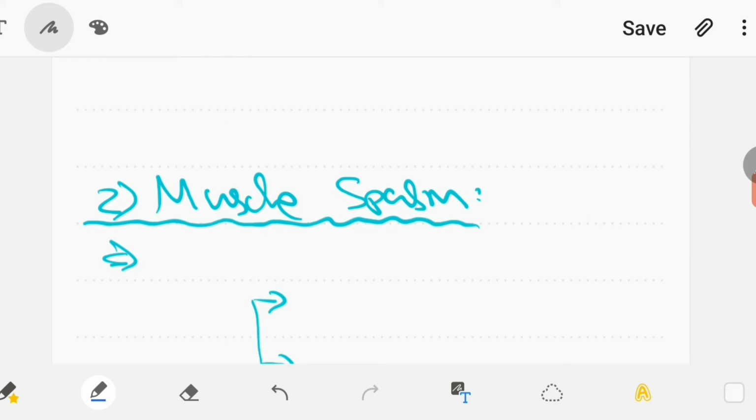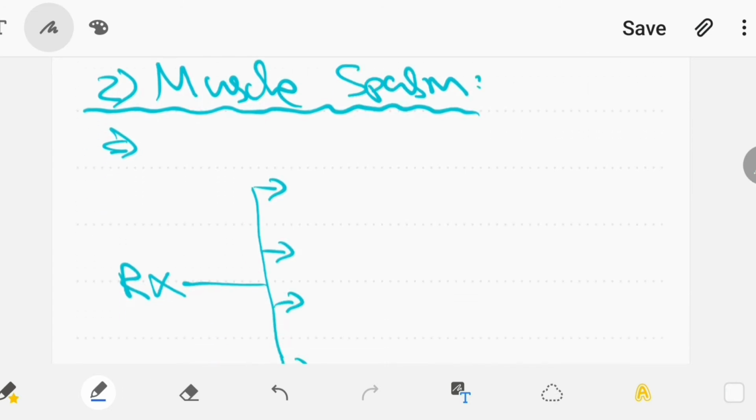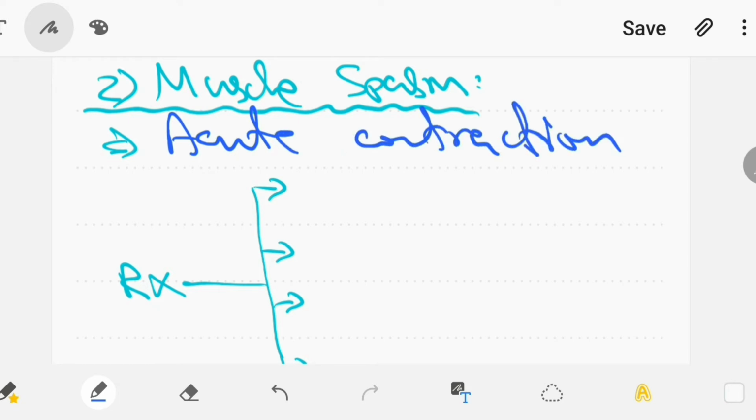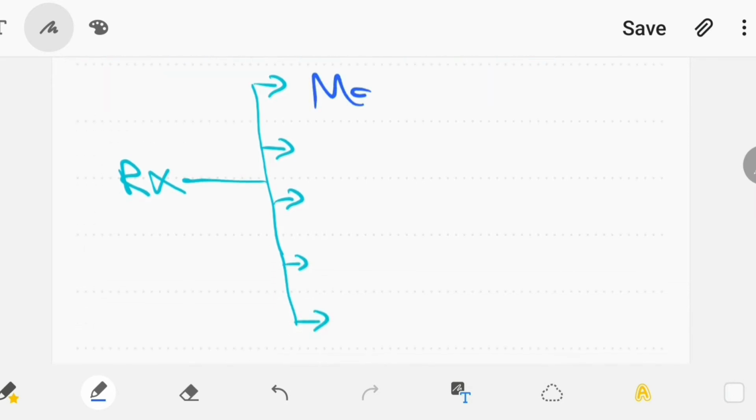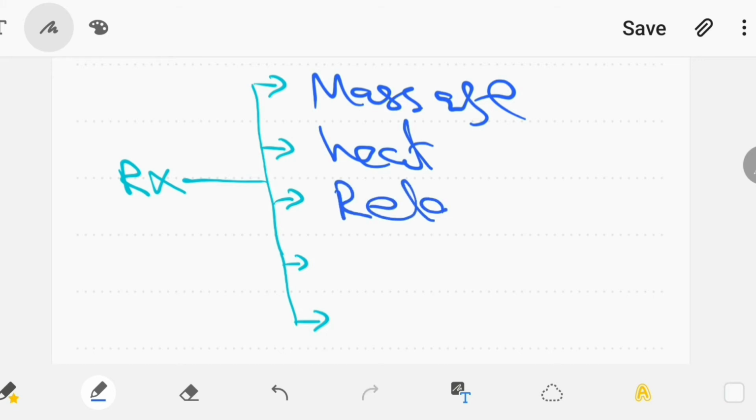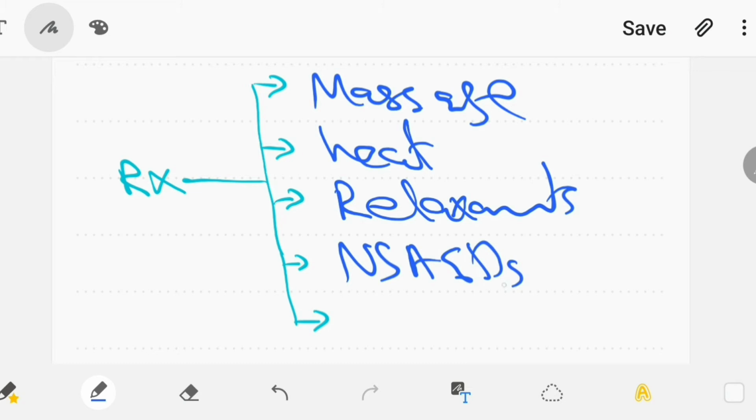Another type of myofacial pain disorder is muscle spasm, which usually occurs due to acute contraction from overuse of the muscles. And the treatment options for the muscle spasm are massage, heat, muscle relaxants, non-steroidal anti-inflammatory drugs, and it is also important to ask the patient to take the rest.